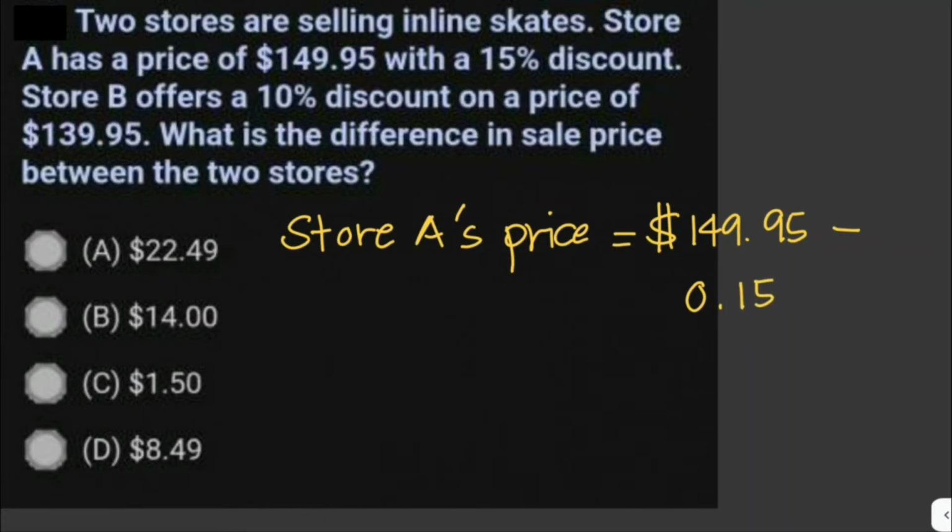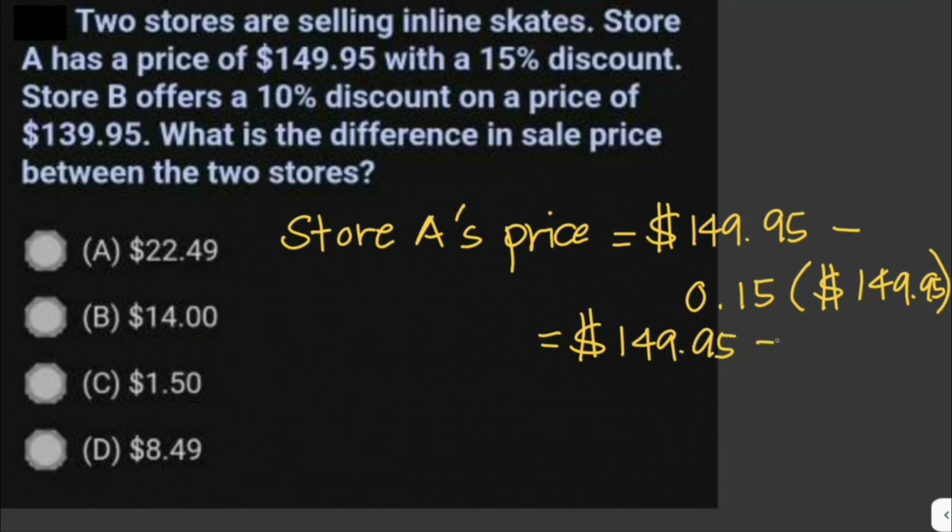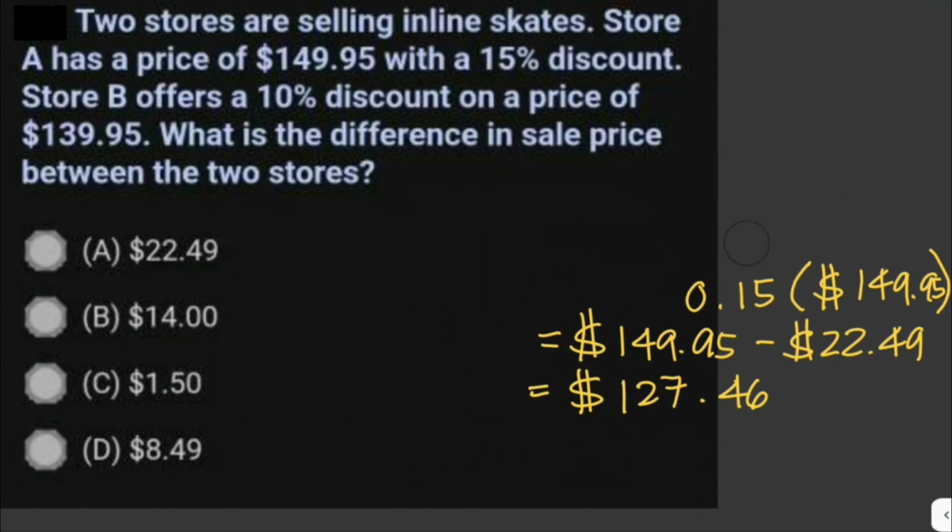We have to divide 15% by 100% times 149.95 dollars. So this is just equal to 149.95 minus 22.49. So store A's price after the 15% discount is just equal to $127.46. And now let's calculate store B's price.